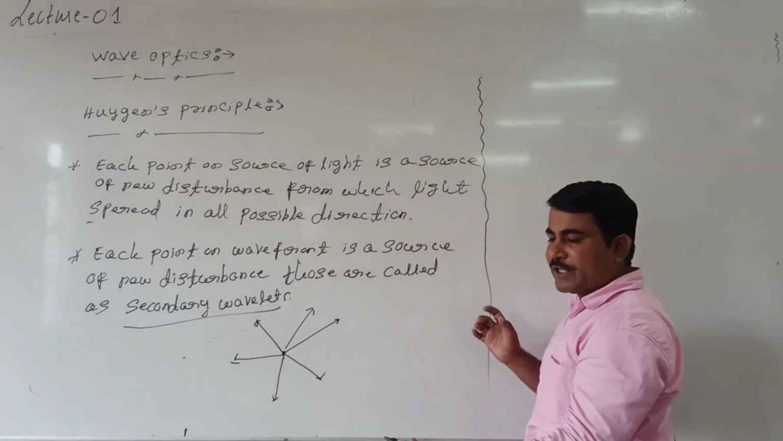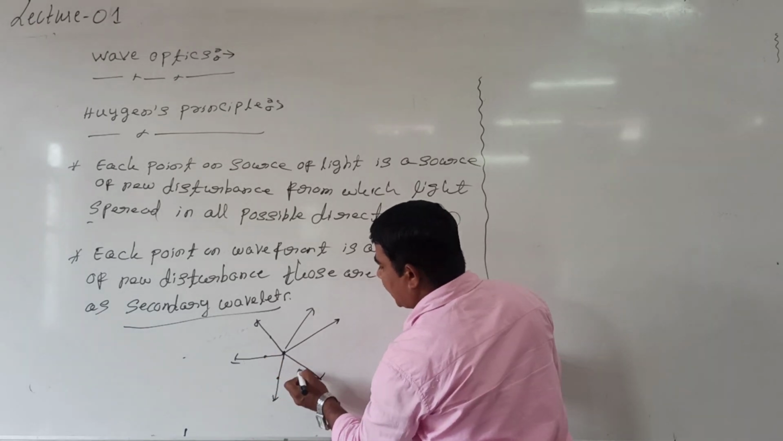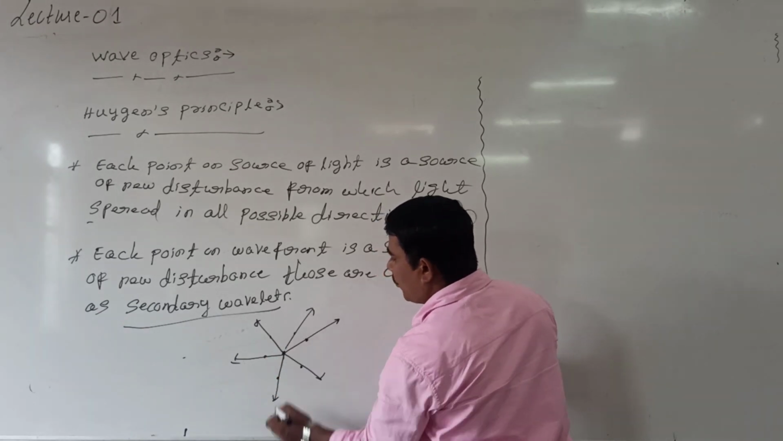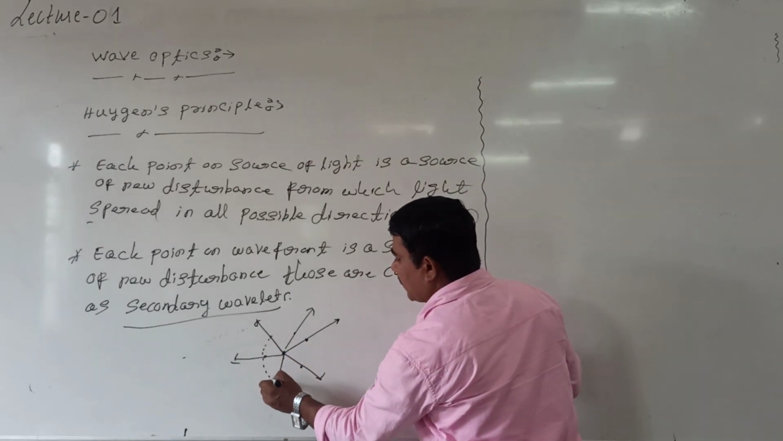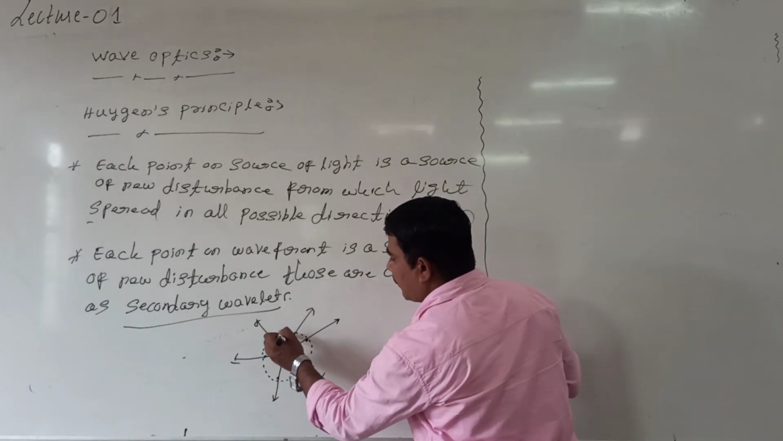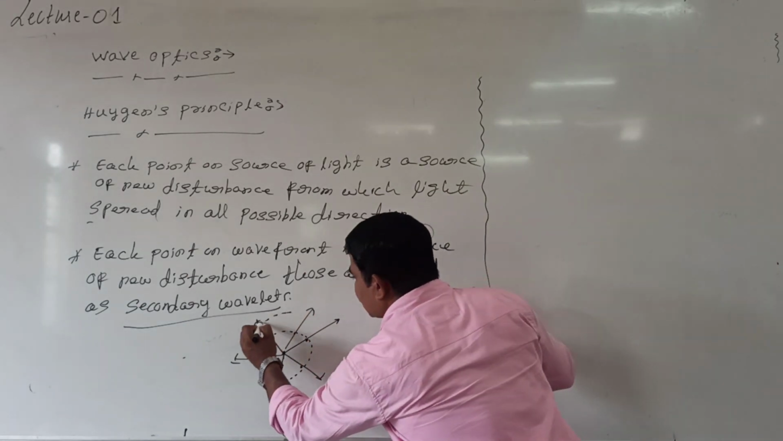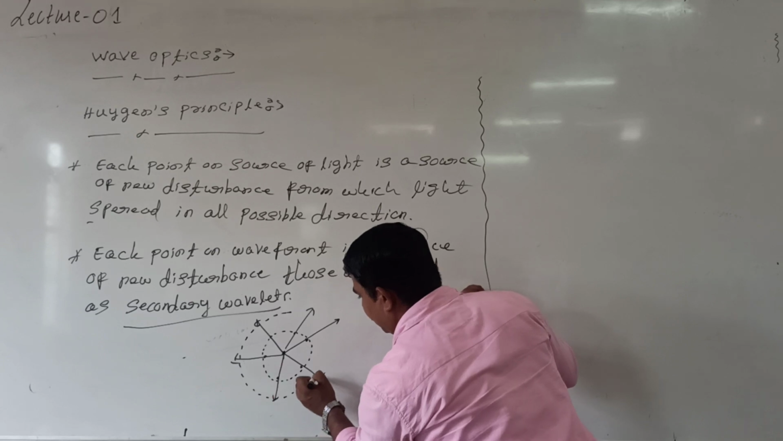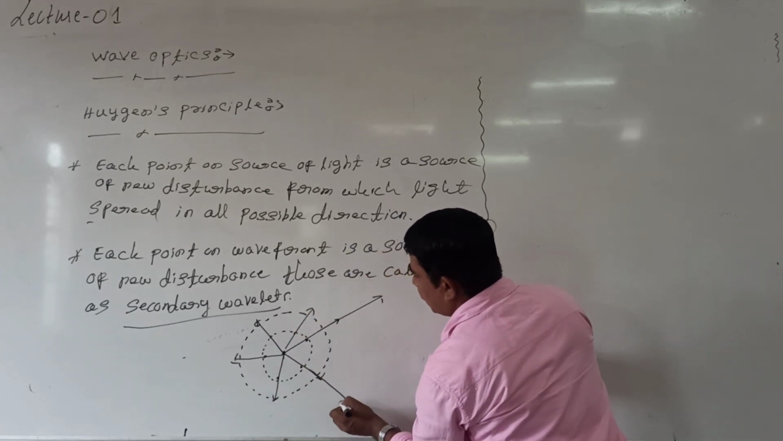Are you following? If we join the locus, what is the locus? If I take this as one point, and take a number of points, these we are calling the locus of the points. If the locus of the points are joined, this becomes what? Wavefront. This we are calling wavefront.